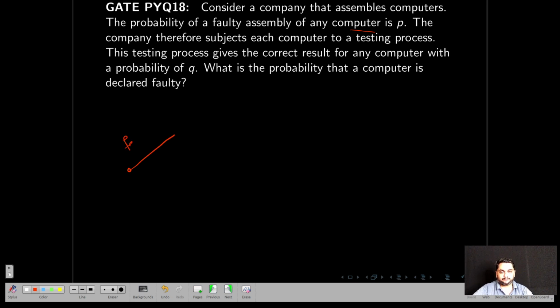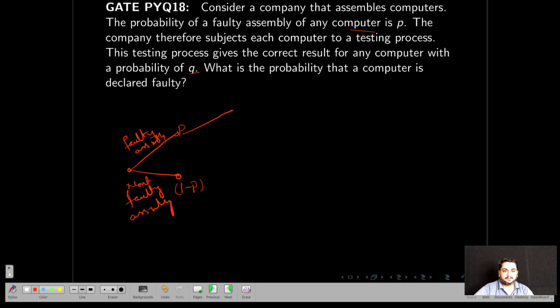Okay, the probability of faulty assembly of any computer is P. So faulty assembly, faulty assembly. The other way will be not faulty, or non-faulty assembly. So faulty assembly probability is P. Here it will be 1 minus P. Next, the company therefore subjects each computer to a testing process. The testing process gives the correct result for any computer with probability Q.